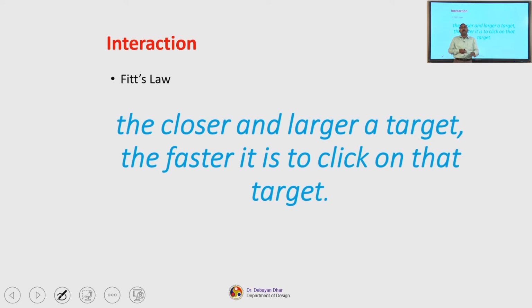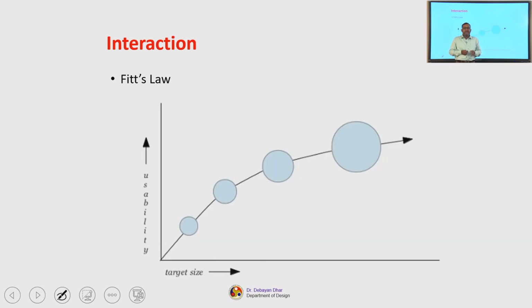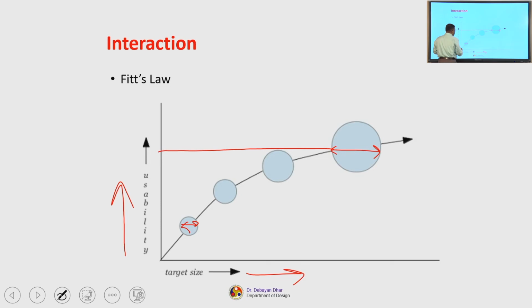So, the closer and larger a target, the faster it is to click on that target. That means, if you look at the graph plotted across the xy axis between usability and target size, you would see that as the size of the target increases, the usability also increases. As the target size reduces, usability also reduces. This is the effect of Fitts's law. So, if the target size is bigger, the usability of that feature also increases.